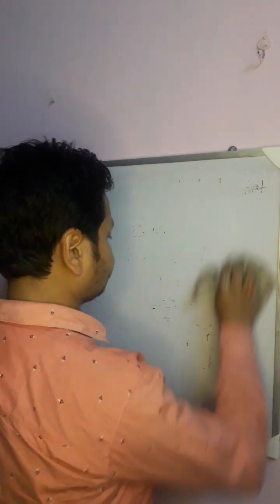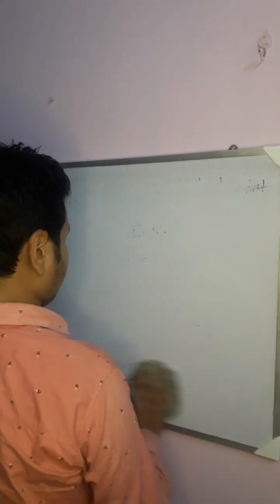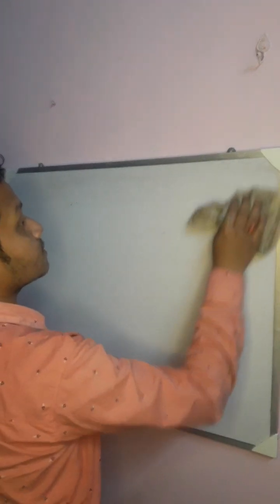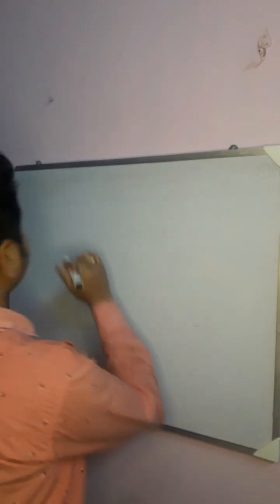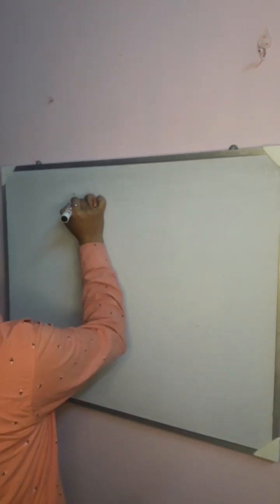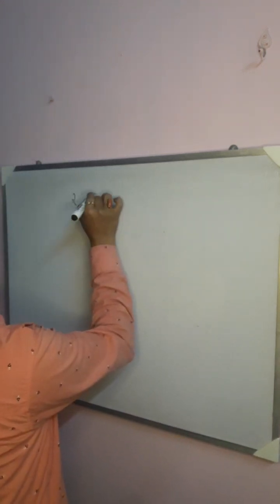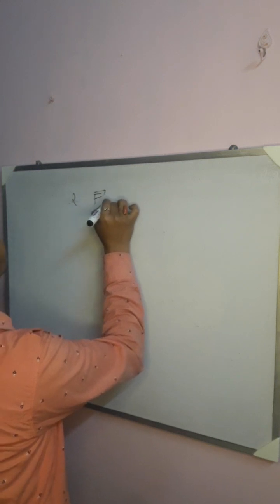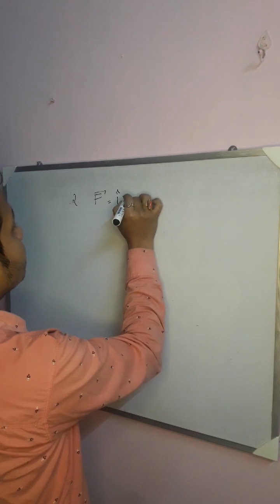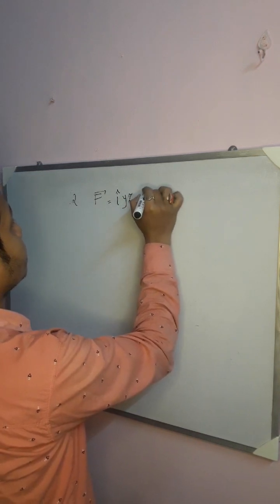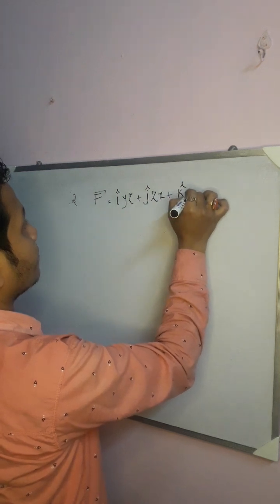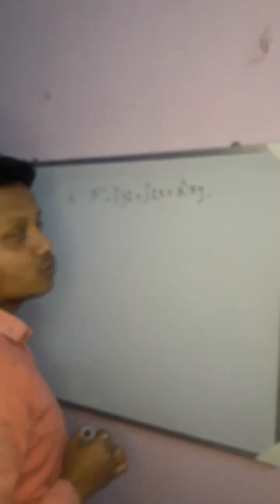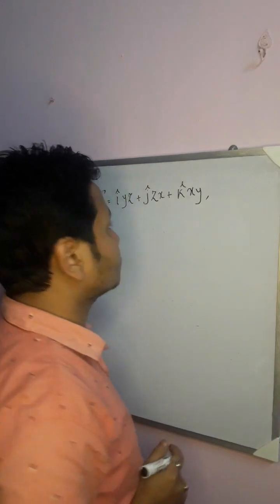Let us take the second numerical. It is given that F equals i cap yz plus j cap zx plus k cap xy. We have to determine whether this force is conservative or not.